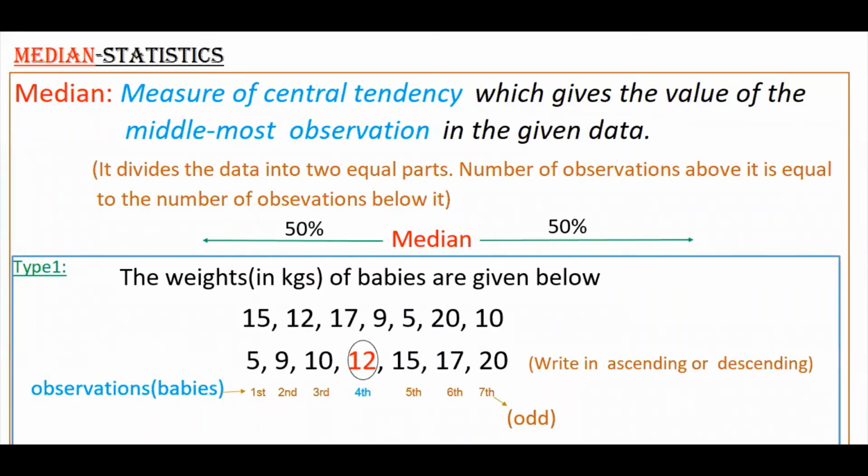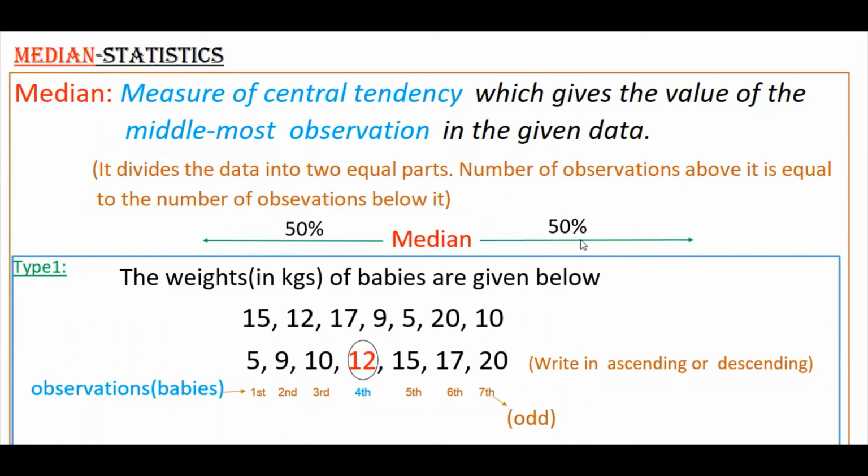Hello everyone. Today I am going to tell about median and how to find median value in different types of problems. Median is a measure of central tendency which gives the value of the middlemost observation in the given data. It divides the data into two equal parts. Number of observations above it is equal to the number of observations below it.